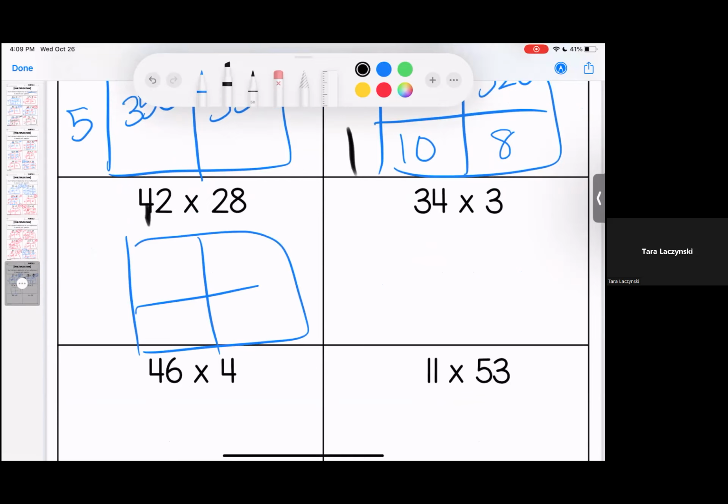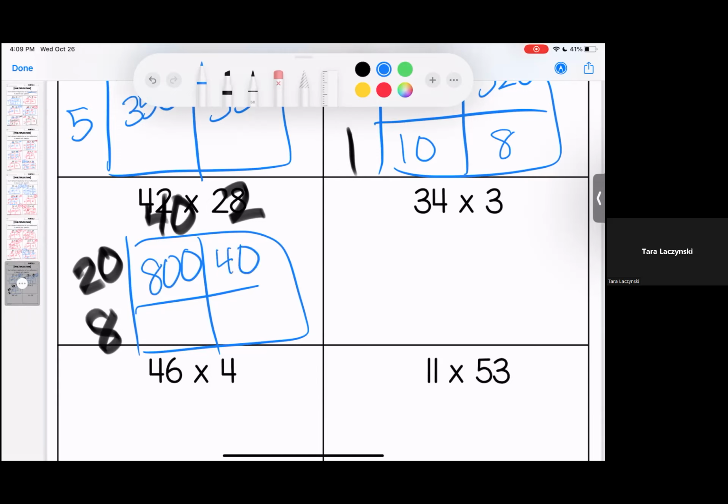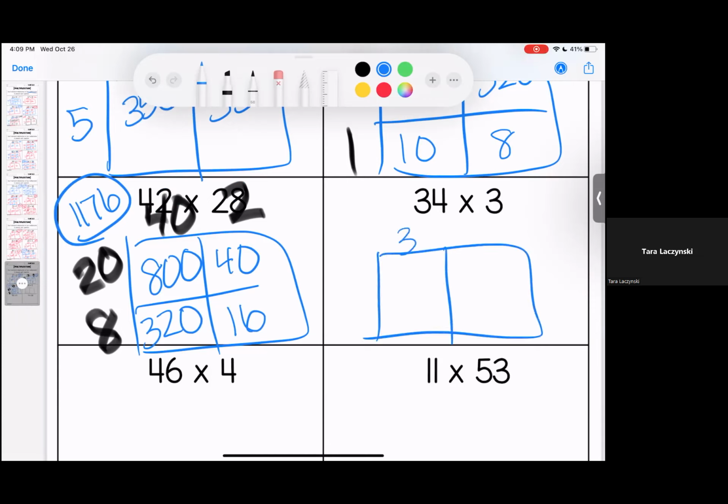42 times 28. We have a 40, a 2, a 20, and an 8. 4 times 2 is 8. We have 2 zeros. 2 times 2 is 4 with a 0. 8 times 4 is 32 with a 0. 8 times 2 is 16. If we add all of our boxes together, we get 1,176.